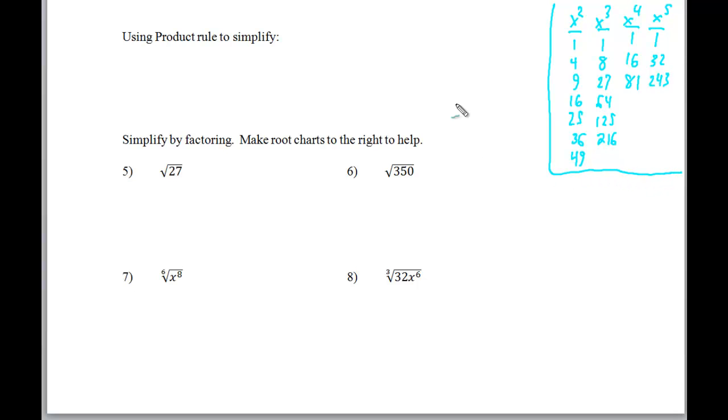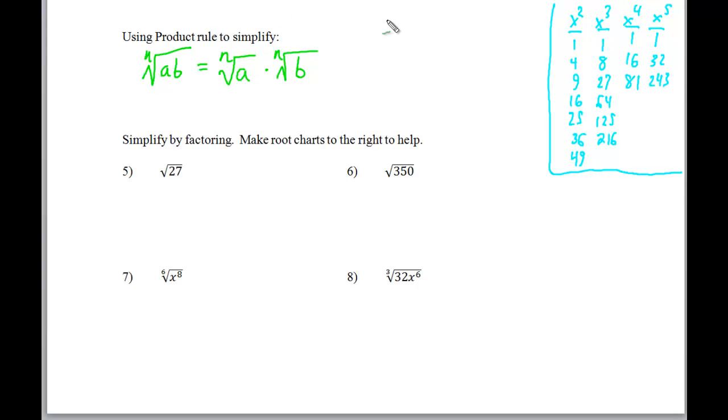Now these charts that I've made for the side really come in handy when using our product rule to simplify. So let me change colors and talk about the product rule. The product rule deals with the fact that we can take any kind of rootable number like AB under the nth root, and we can split that into the nth root of A times the nth root of B, which is nice when we're doing some simplifying.